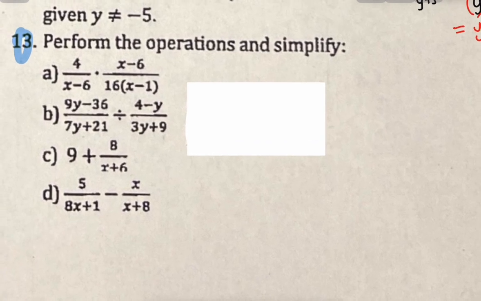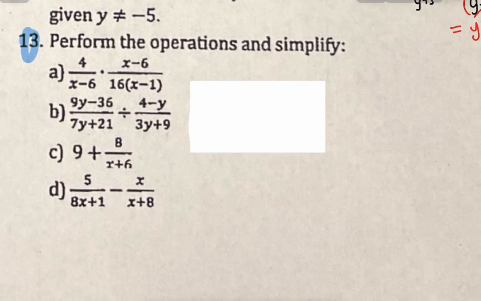13. Now, problem 13 says to perform the operations and then simplify. So I just want to go through these because they are fractions, and that tends to be something that many students struggle with. So I think this is a good one to kind of do together. For problem A and B, those are multiplication or division of fractions. We don't have to have a common denominator. But problem C and D, those are ones we are going to have to get a common denominator. So they're a little different. Okay. So let's first focus on A and B.